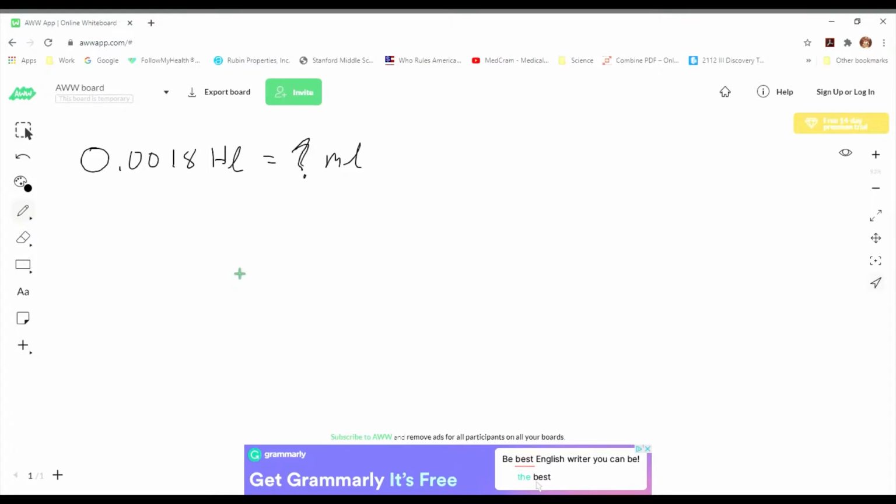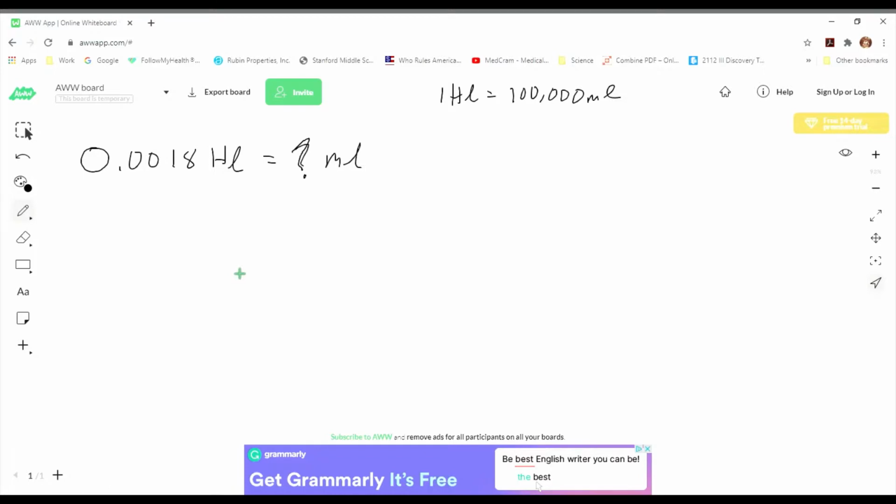And here's why. You could get the relationship between hectoliters and milliliters, and I will tell you right now, because I've done this for years, it turns out that there's 100,000 milliliters in a hectoliter. Right? So 1 hectoliter is equal to 100,000 milliliters. And we could do this with just that.